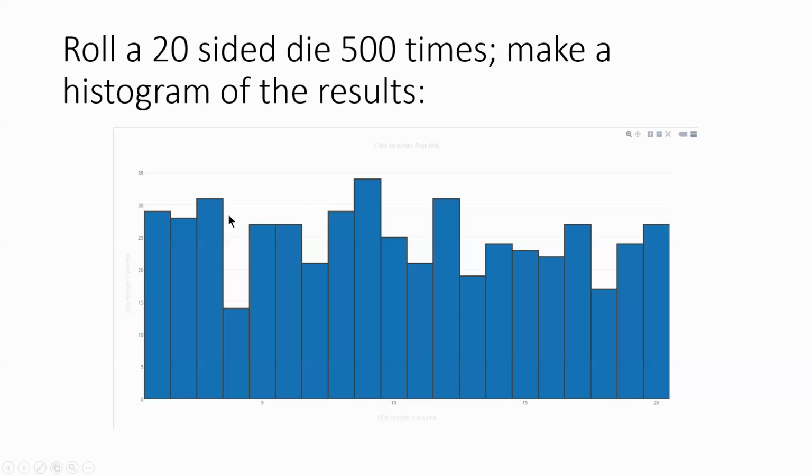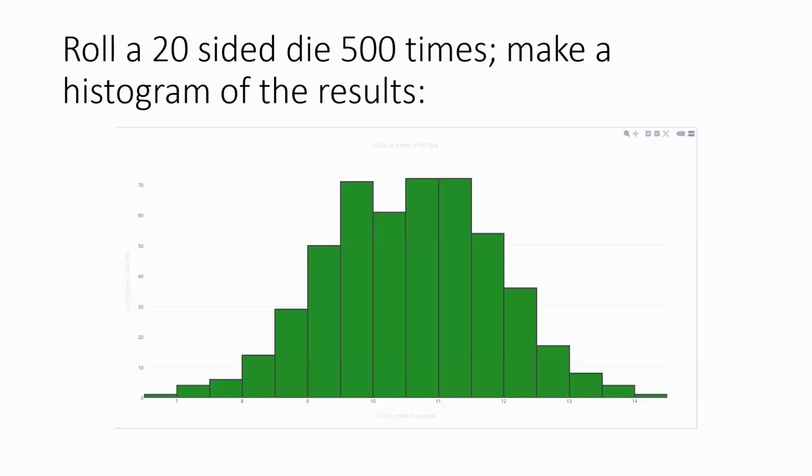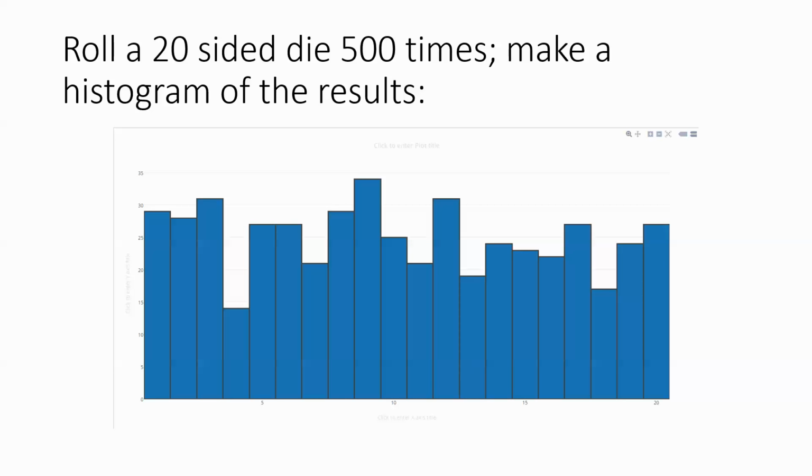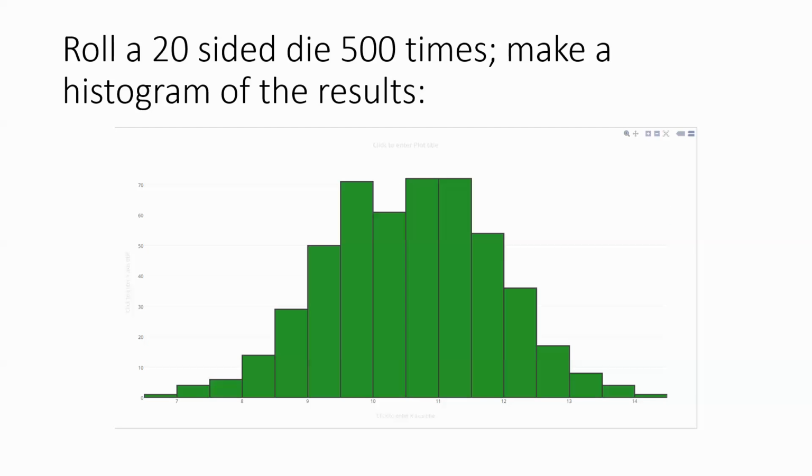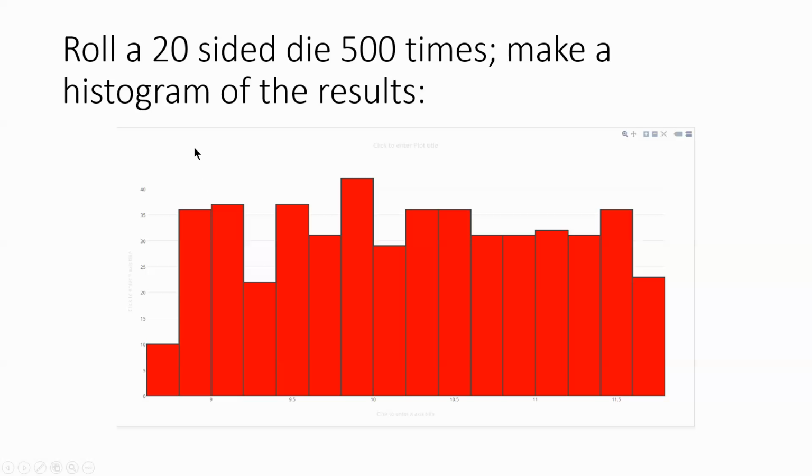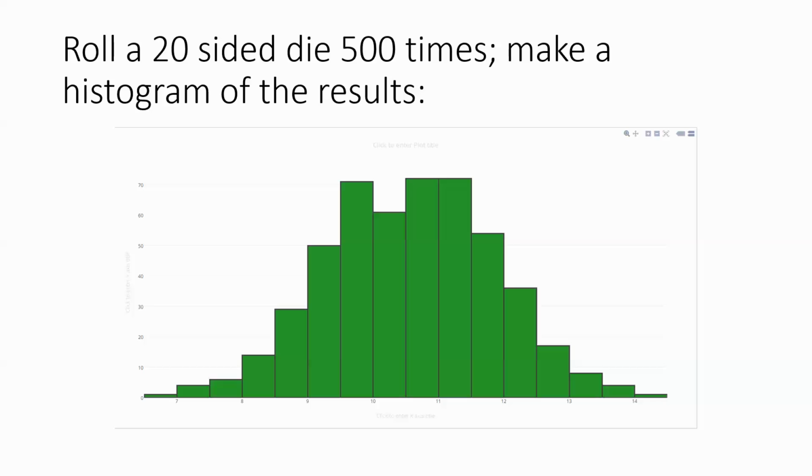Does it look something like this? Or something like this? Or this one, where it's sort of flat across numbers between 0 and 20? Or does it look like this, more like a normal distribution? Or like this, where it's sort of flat across, but all the numbers are between about 6 and 12? So you roll a die 500 times and make a histogram of the numbers you get. Does it look like red, green, or blue?